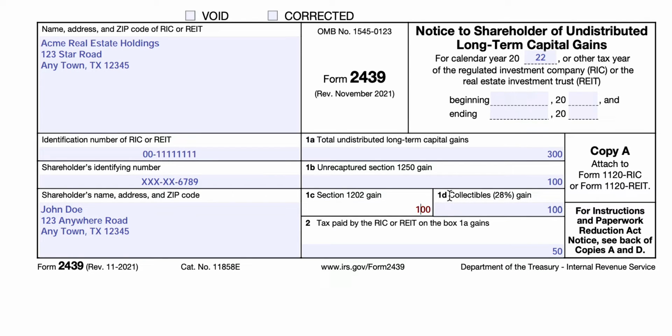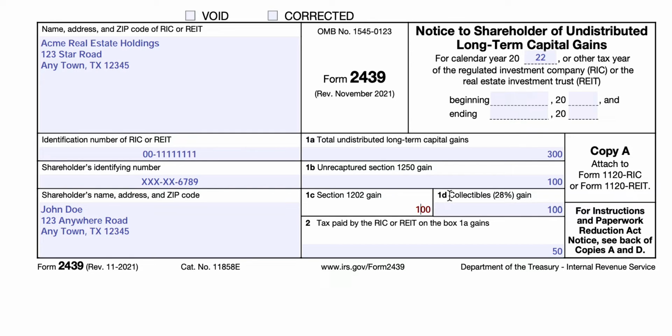In Box 1C, this is the amount of gain attributable to Section 1202, which is the sale of qualified small business stock. Generally, to meet this requirement, the stock must have been issued after August of 1993, and the shareholder must have held it for at least 5 years. So August 10th, 1993, and it has to have been held for more than 5 years. So this would be the shareholder's allocable portion.